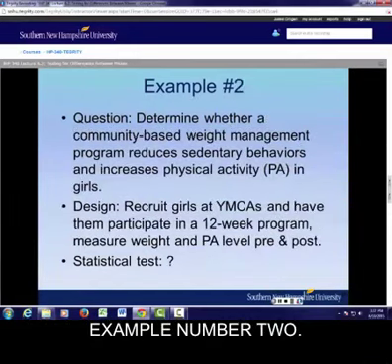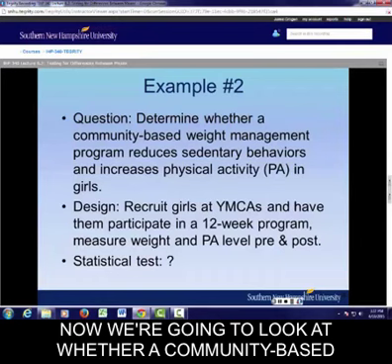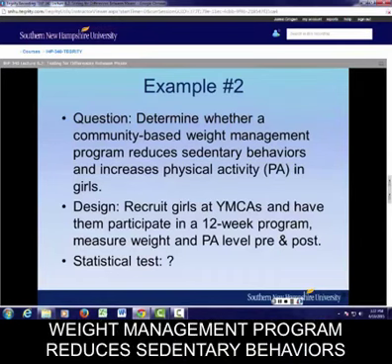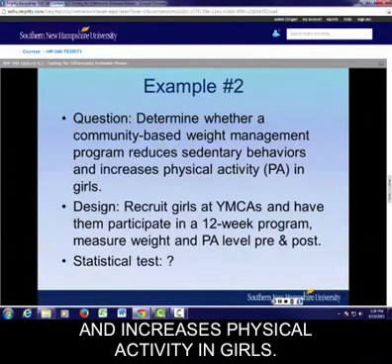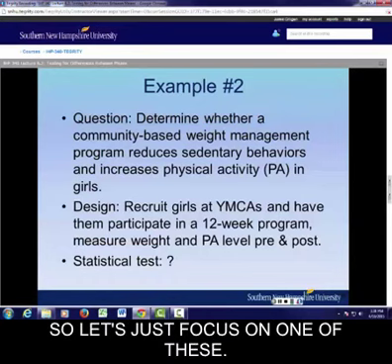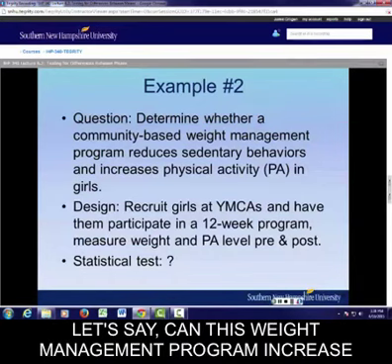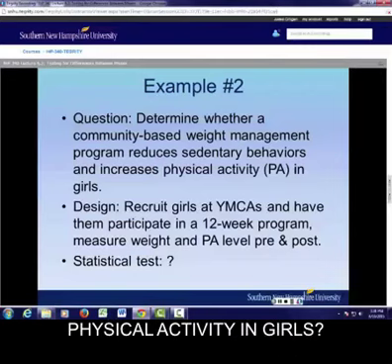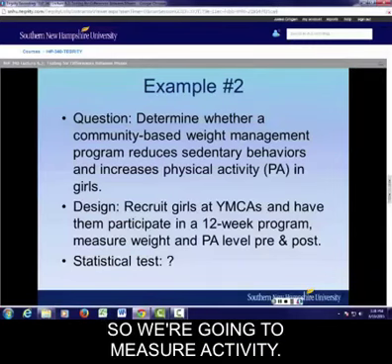Example number 2. Now we're going to look at whether a community-based weight management program reduces sedentary behaviors and increases physical activity in girls. So let's just focus on one of these. Let's say, can this weight management program increase physical activity in girls? So we're going to measure activity.